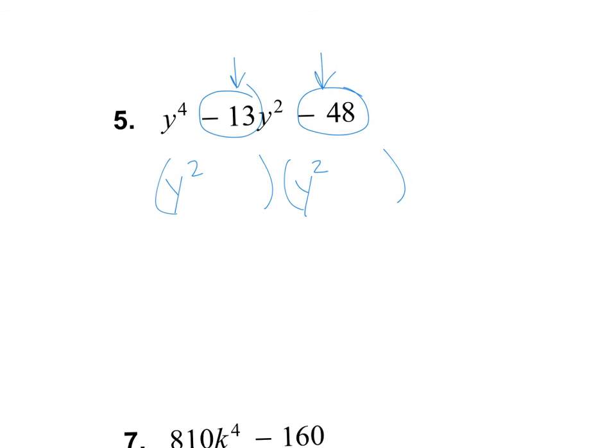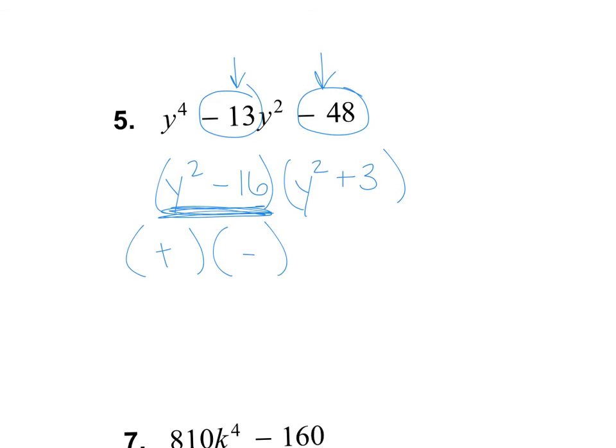And what multiplies to be negative 48 and adds to be negative 13 should have been negative 16 and 3. So negative 16 and positive 3. What you'll notice, again, is that you have a difference of squares. So this will break down even further.